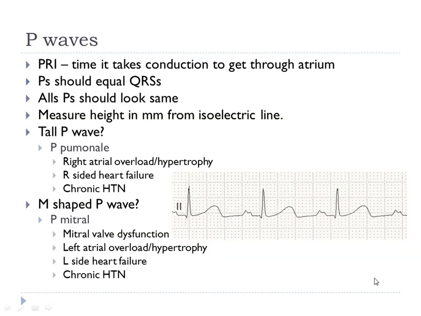So more specifically about P waves, we talked that the PR interval is the time that it takes for the electrical impulse to get from the SA node to the AV node. You should have a ratio of 1 to 1. You should have 1 P wave to 1 QRS. That is normal. All of your P waves in general should look the same. They're going to look a little bit different every once in a while, but in general they should all look upright and rounded. Sometimes it might be slightly higher than the other one. That's not abnormal. But they should look about the same.